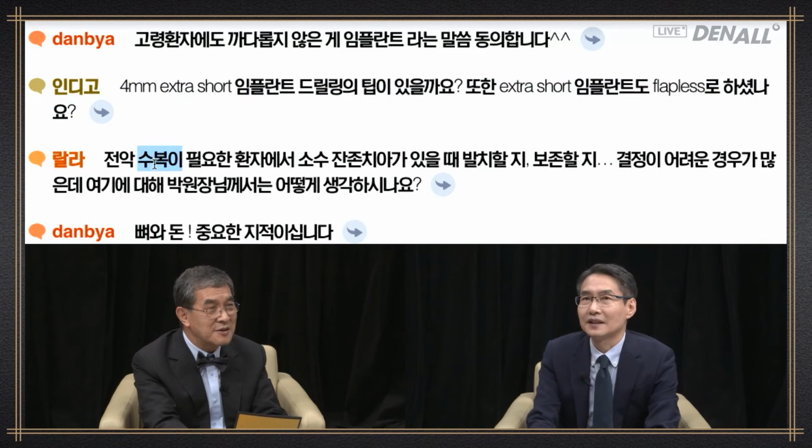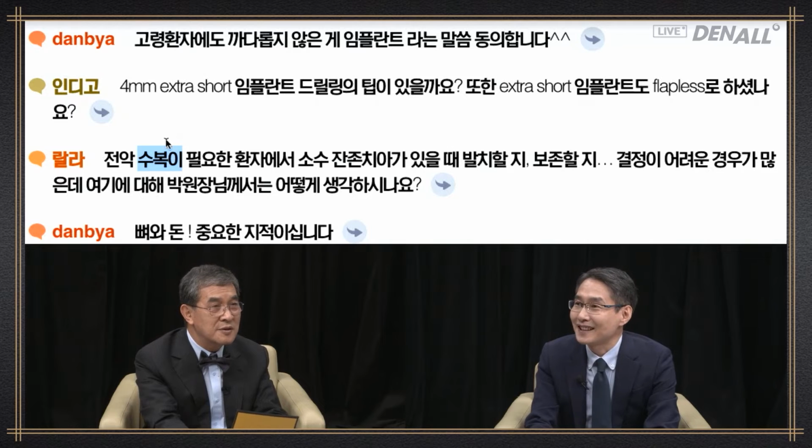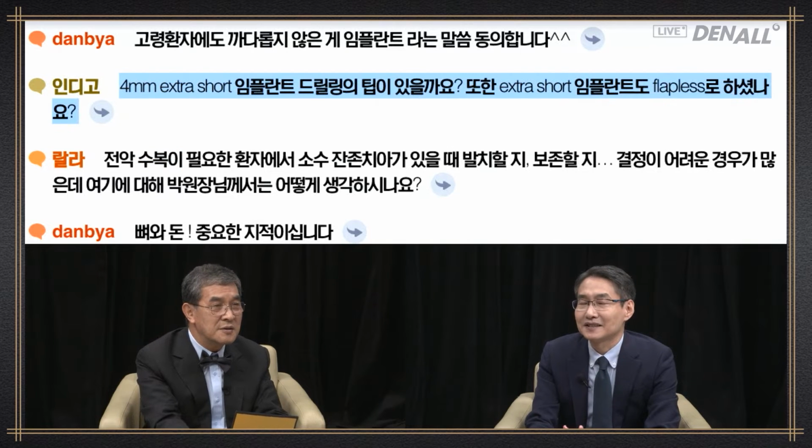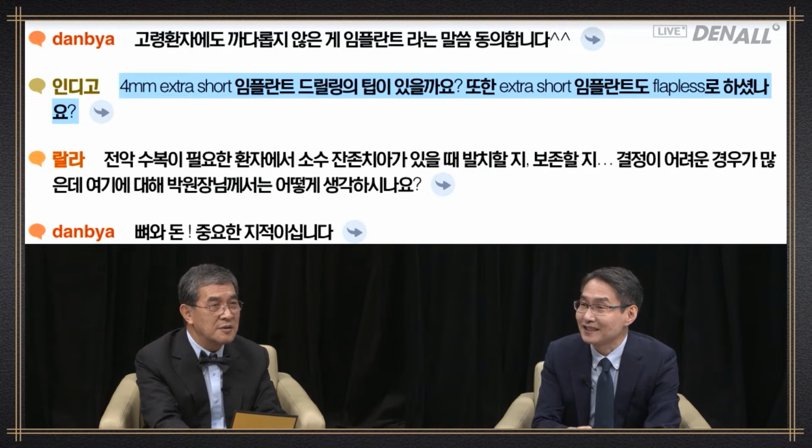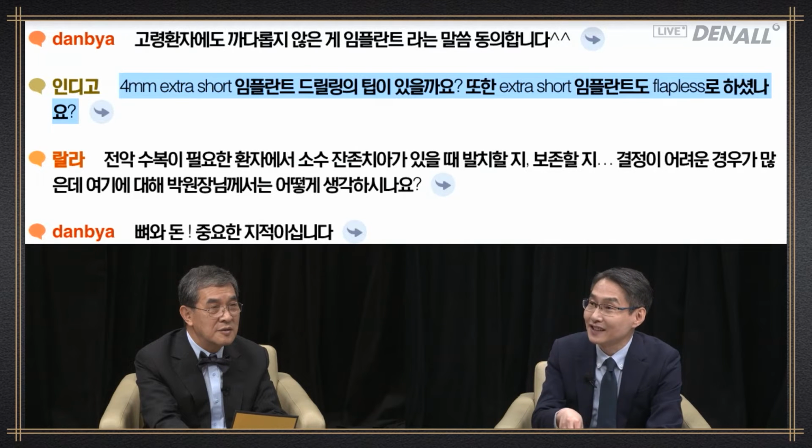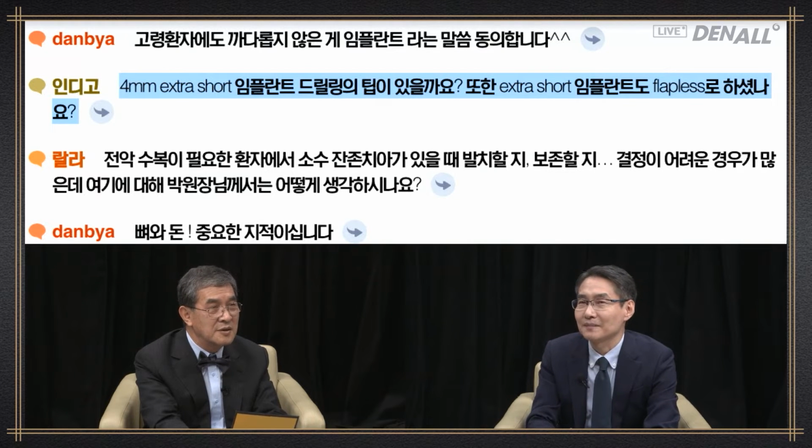Did you do flapless surgery? Yes. I do a lot of flapless surgery for older patients. There are many ways to do this. You can drill on the mucosa. However, if you do that, too much of the soft tissue loss occurs.